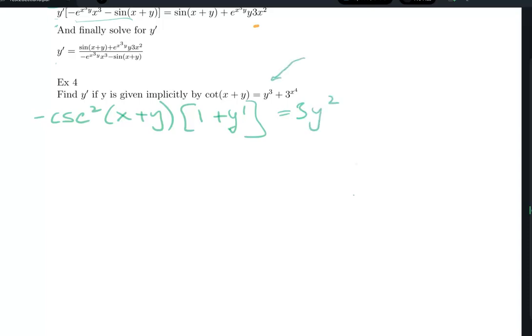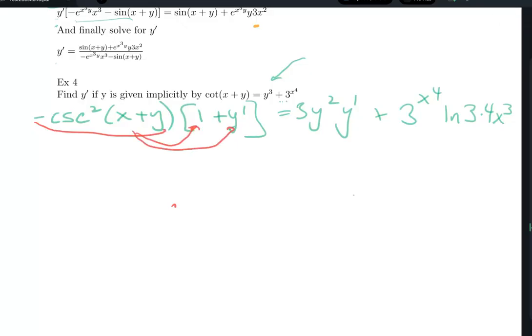So 3y squared times y prime. And then you remember the derivative of 3 to the stuff, right? It's 3 to the stuff, ln of 3, and then times the derivative of stuff. So it is necessary to invest the time to multiply this times here and this times here, right? So the first one, that's pretty easy. x plus y. And then this times this gives me a minus y prime cosecant squared x plus y.